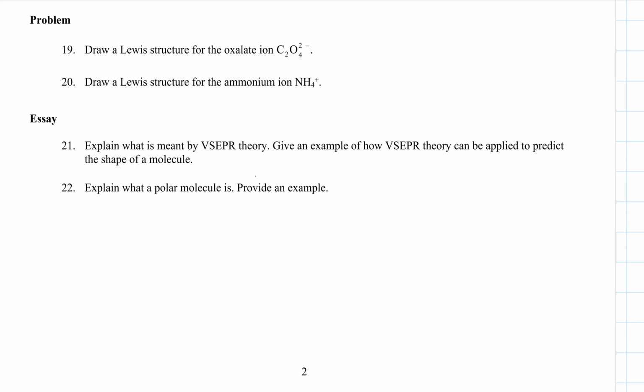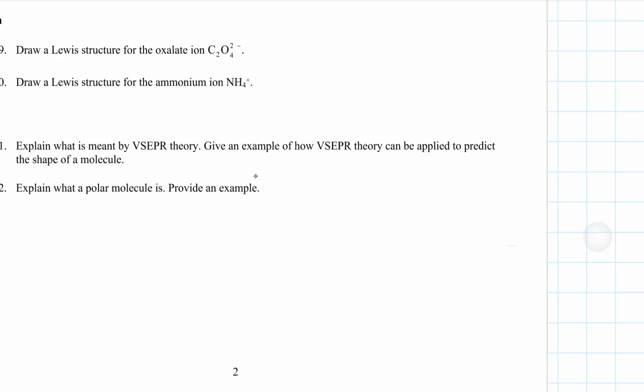For 19, you want to draw the Lewis structure for the oxalate ion, C2O4, but notice it's an ion, it's got a charge on there. All right, so let's go over to the side here and let's draw that. C2O4 with a 2- charge, that's a polyatomic ion.